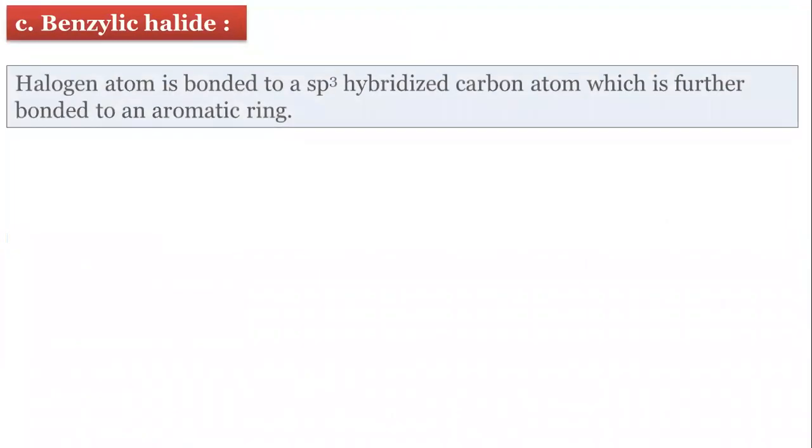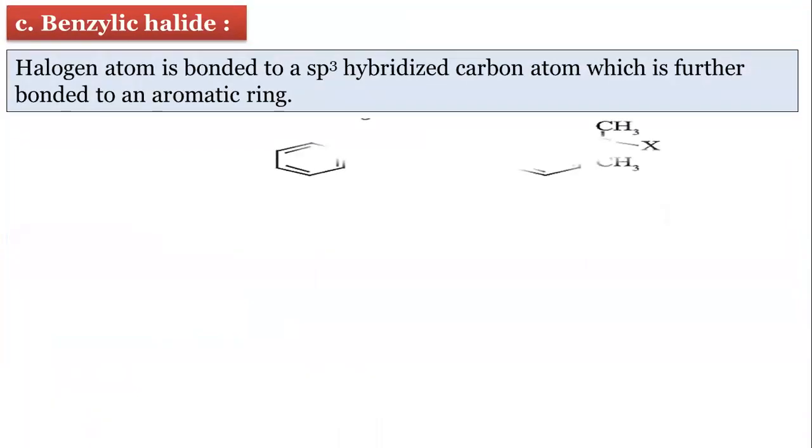Then the benzylic halides, in which the halogen is attached to a carbon and the carbon is attached to a benzene ring. Clearly we can see here, benzylic is different from allylic. See here, X is attached to the carbon and this carbon is attached to the benzene ring. If such a system is there, this is called a benzylic halide.